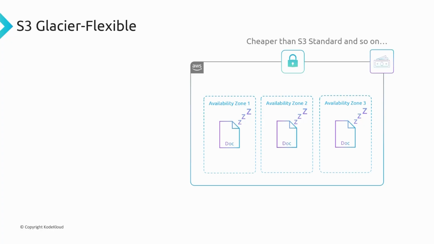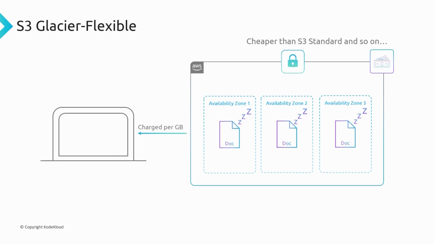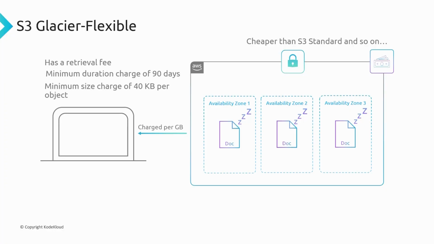Now, this is an even cheaper storage than all of the other storage classes that we've mentioned so far. And just like all the other storage classes, you're going to be charged per gigabyte egress. But once again, it's going to have a retrieval fee. It's going to have a minimum duration charge of 90 days. And it's going to have a minimum size charge of 40 kilobytes per object.